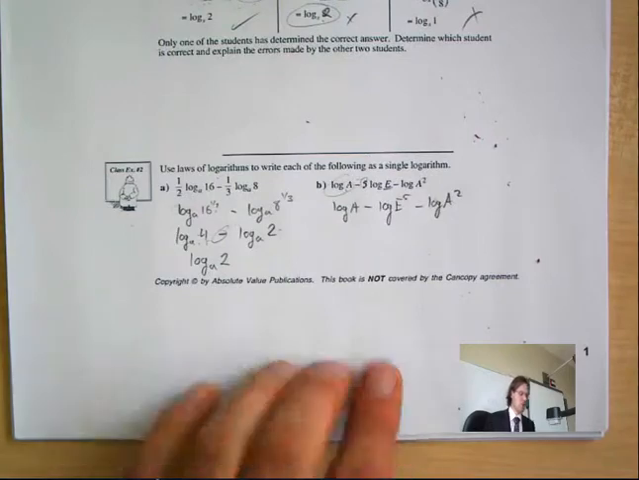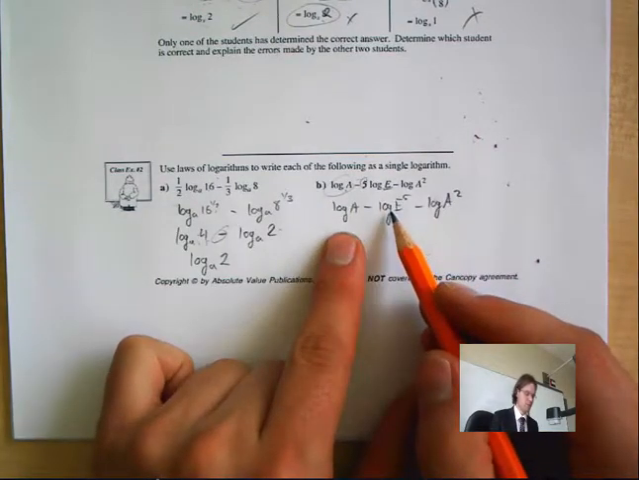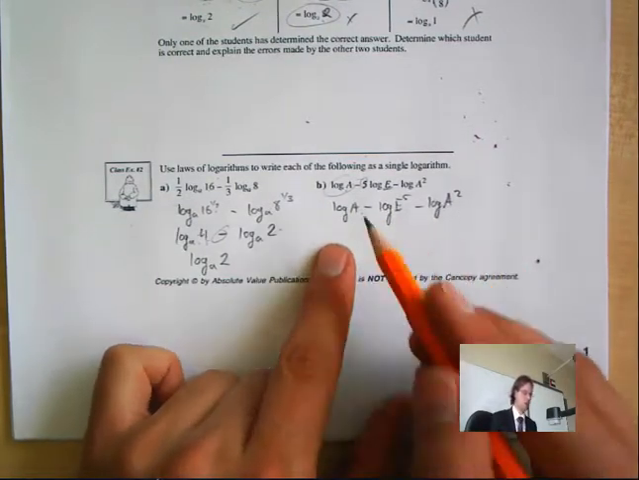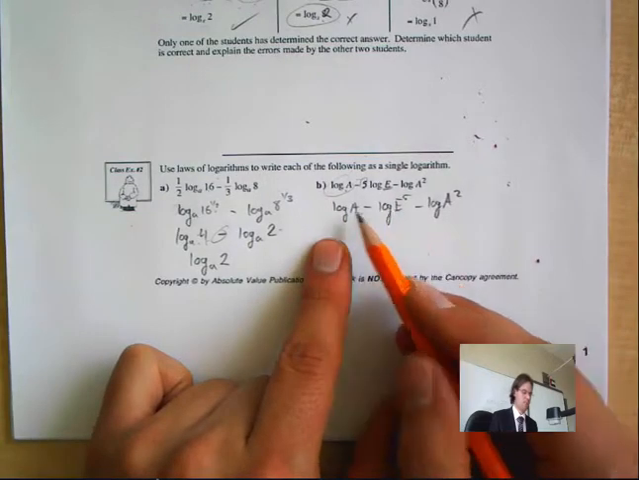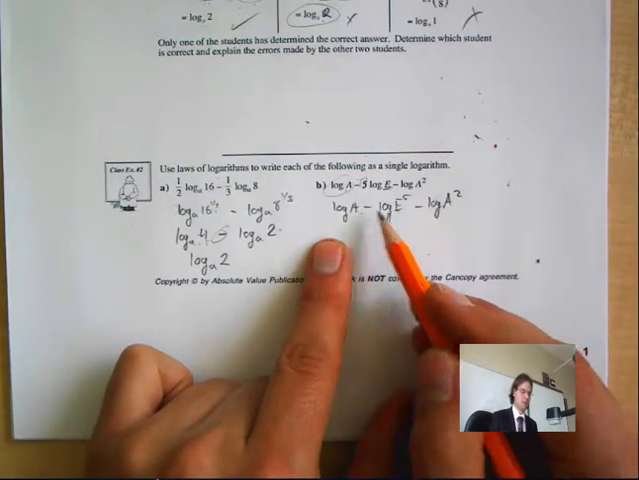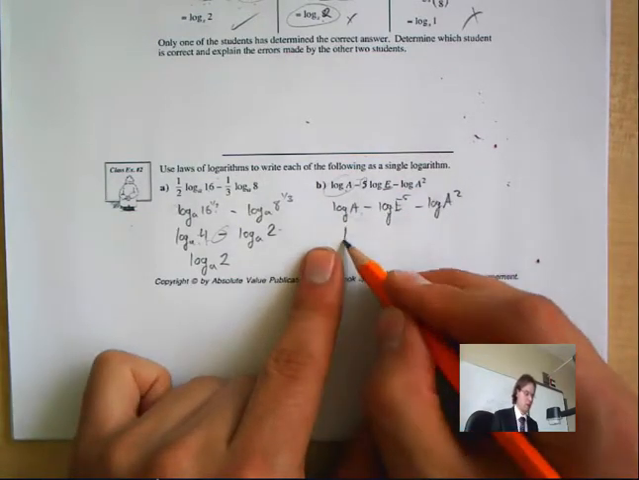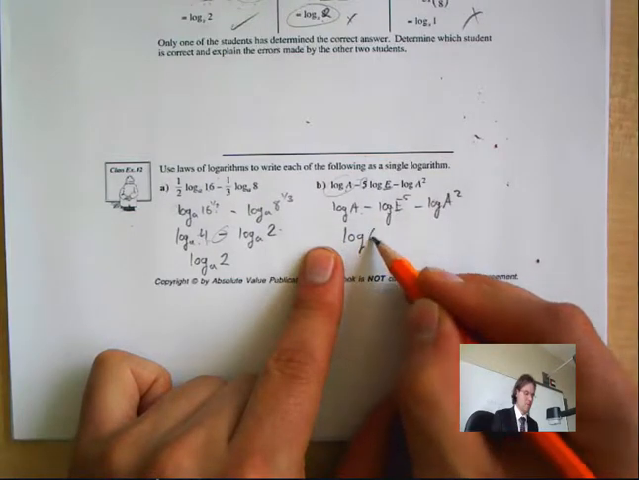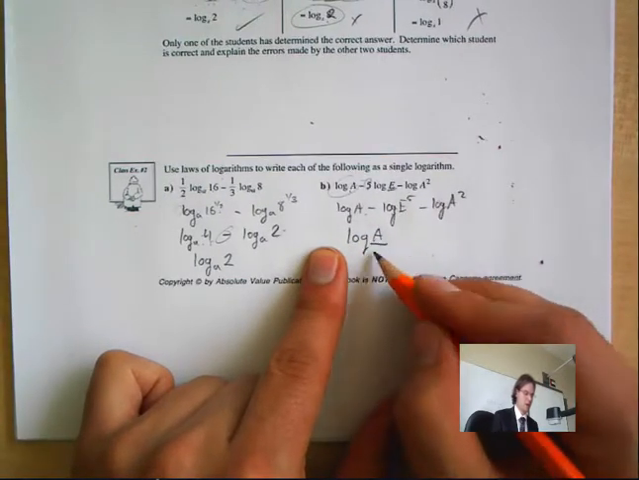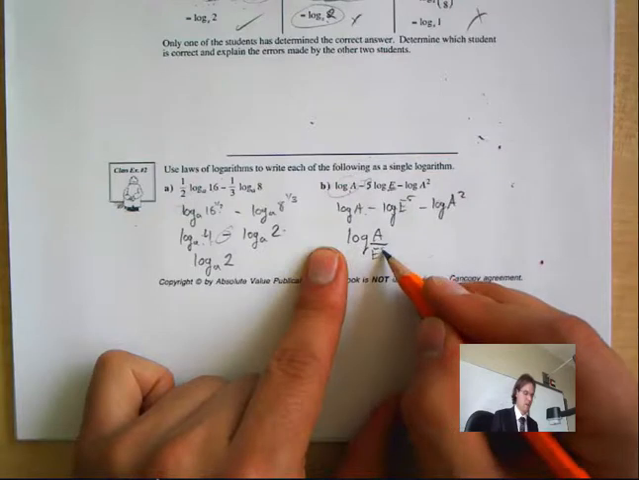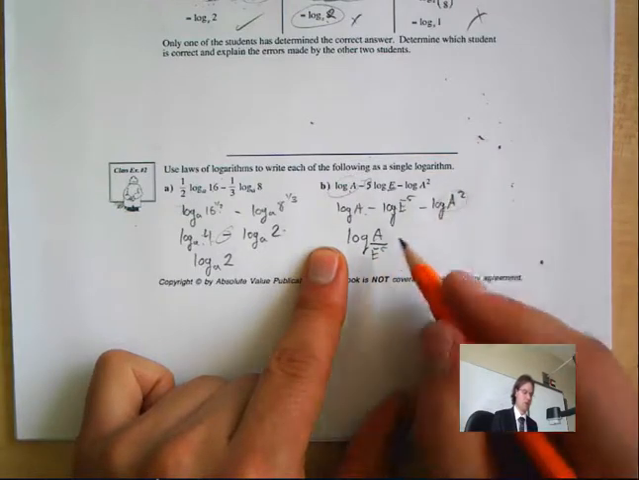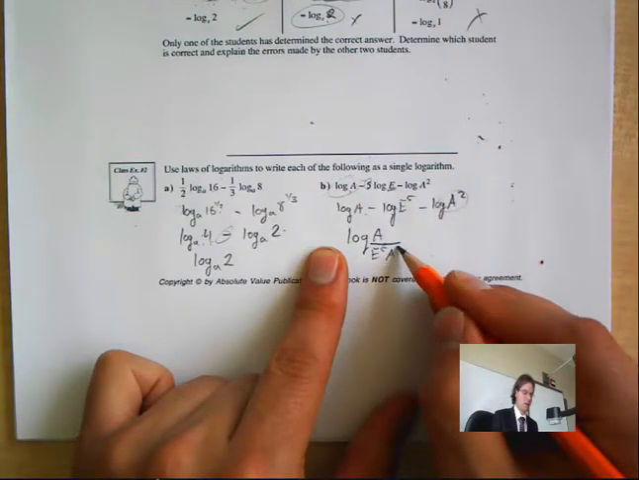Okay? So now I'm going to look at this here. I'm going to combine all my like terms. So here we go. This is dividing. So I have log a, and we divide by e to the 5. But this subtraction also means we divide by a squared.